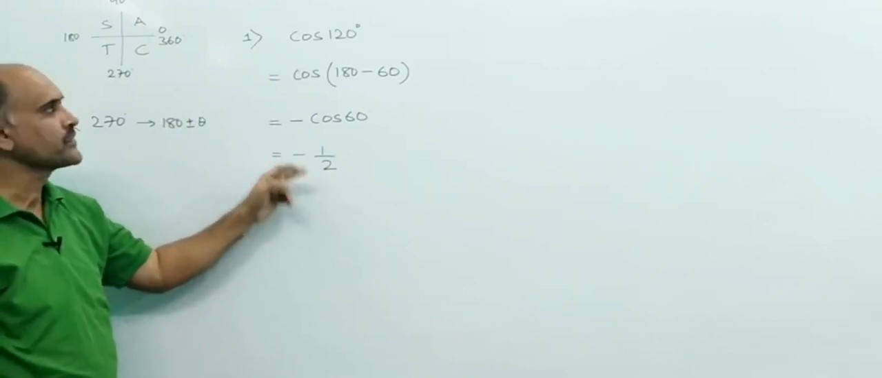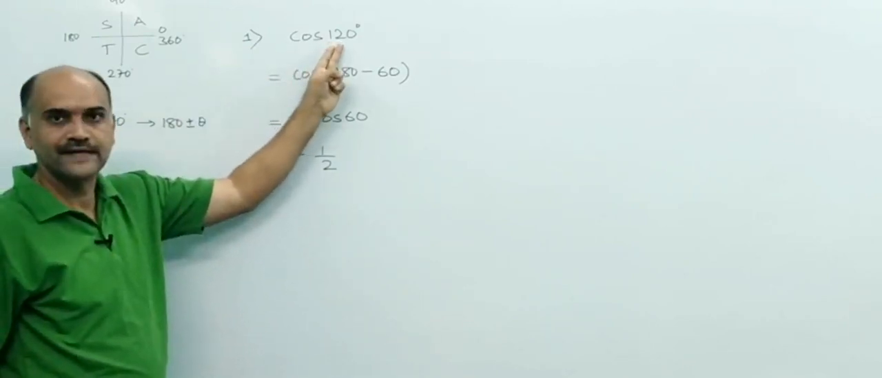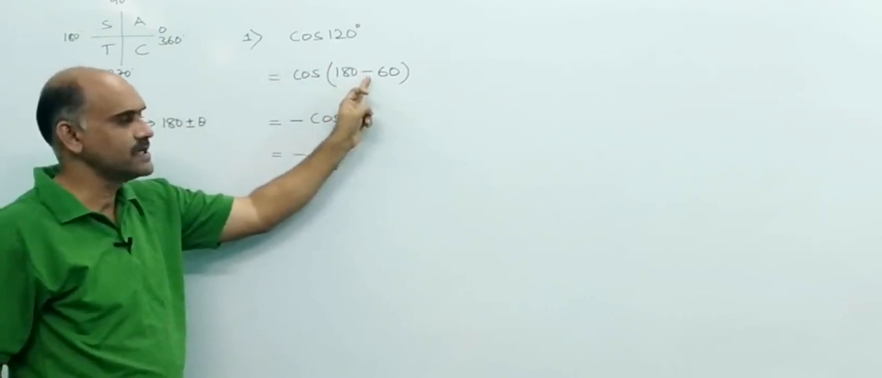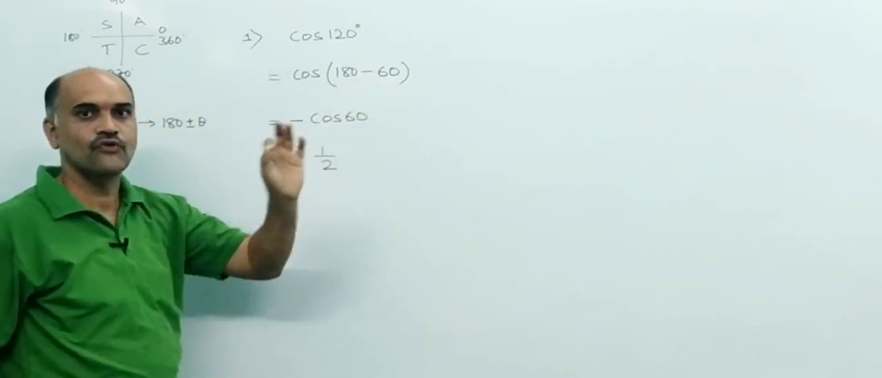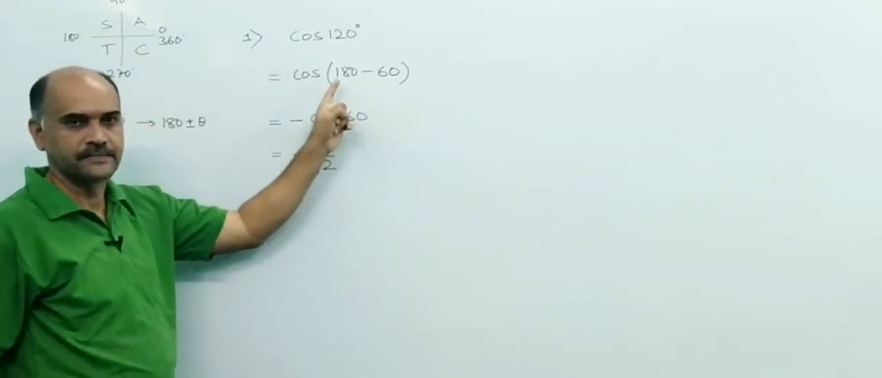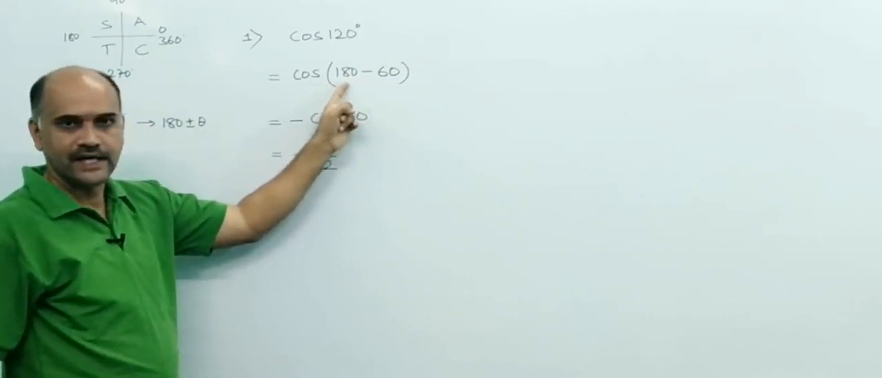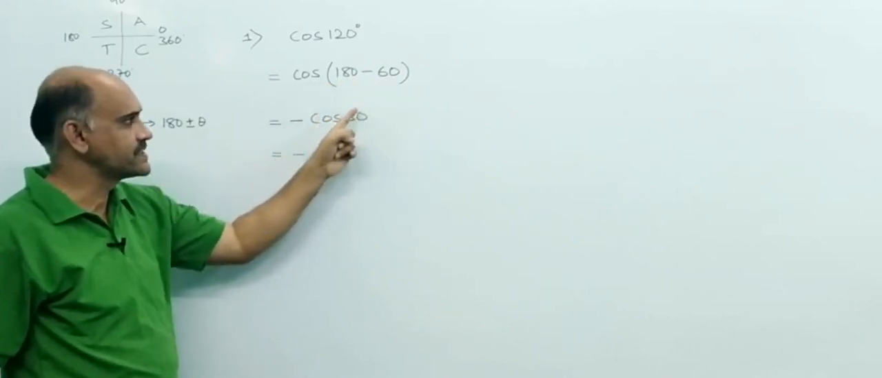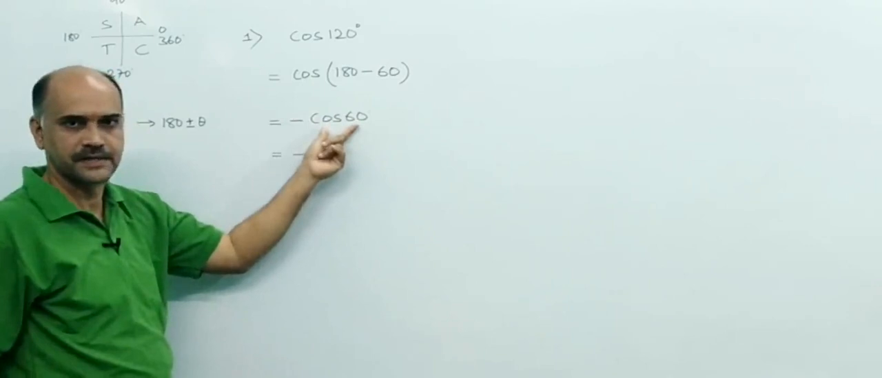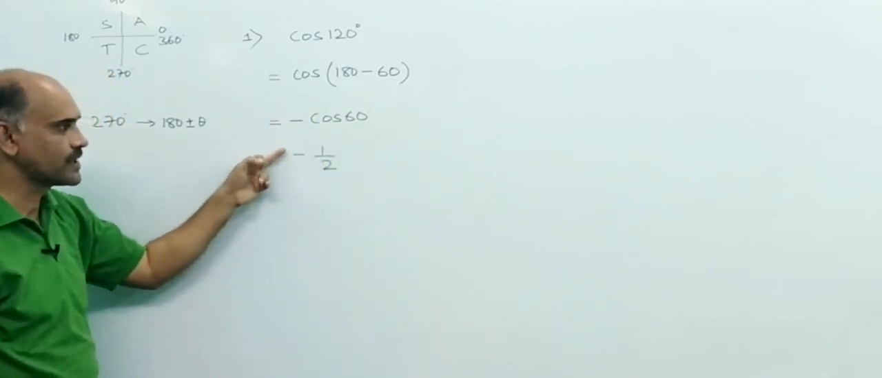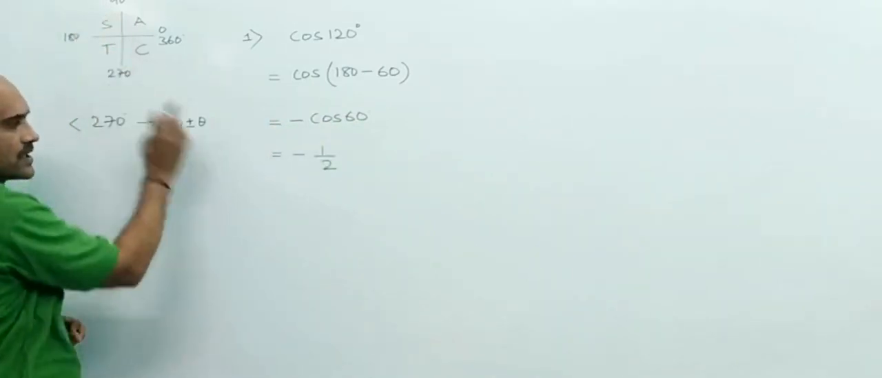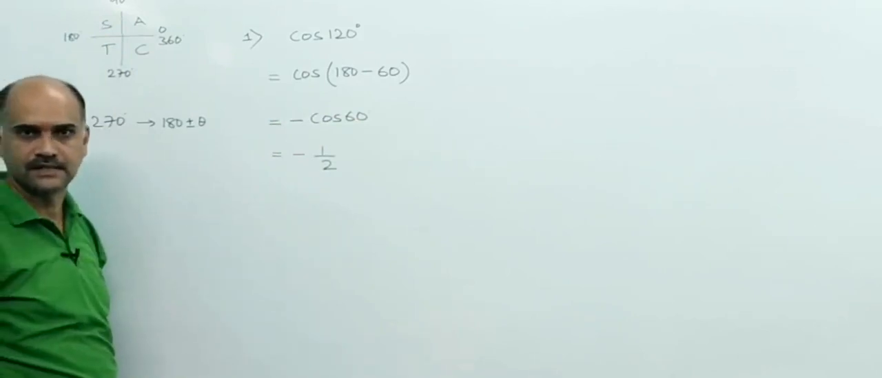Clear, students? So first, 120 you write as 180 minus 60. Don't go for 90 and 270. Then leave this 180, it goes. So what remains is only 60, cos 60. Whether this is plus or minus depends upon the quadrant. So you will have the answer.